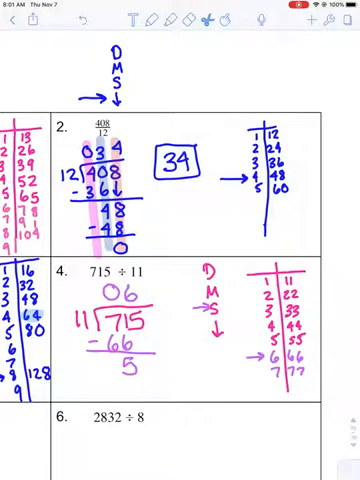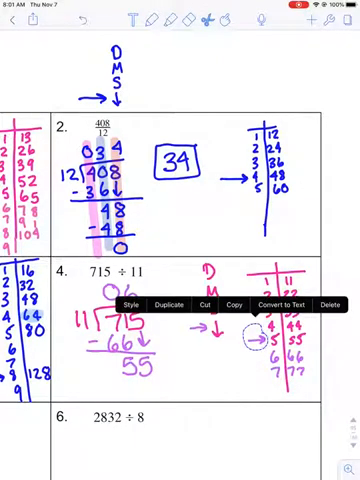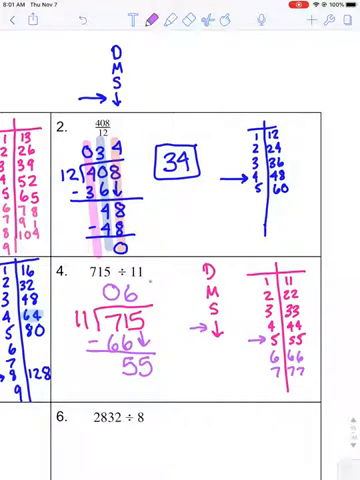So next I'm going to do bring down the 5. And in my chart I could see that 11 goes into 55 exactly 5 times. 11 times 5 is 55. Subtract, and you get 0. There's nothing else to bring down. So my answer is 65.